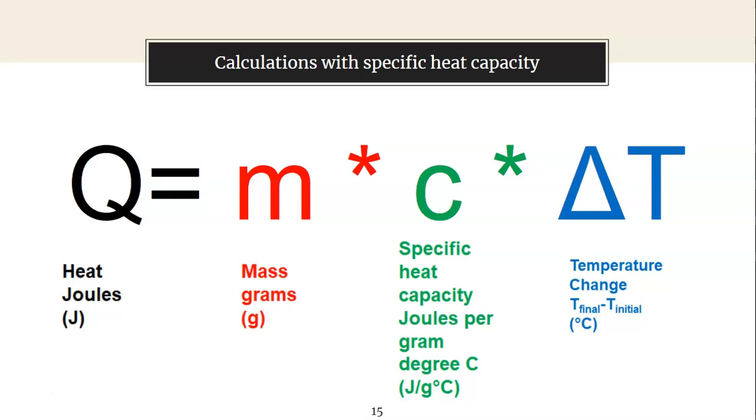Q is heat in joules. M is mass in grams, C is specific heat capacity in joules per gram degree Celsius, and delta T is temperature change.